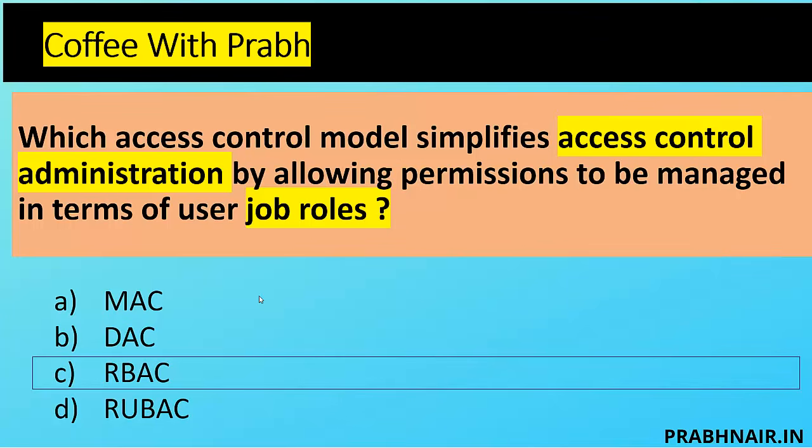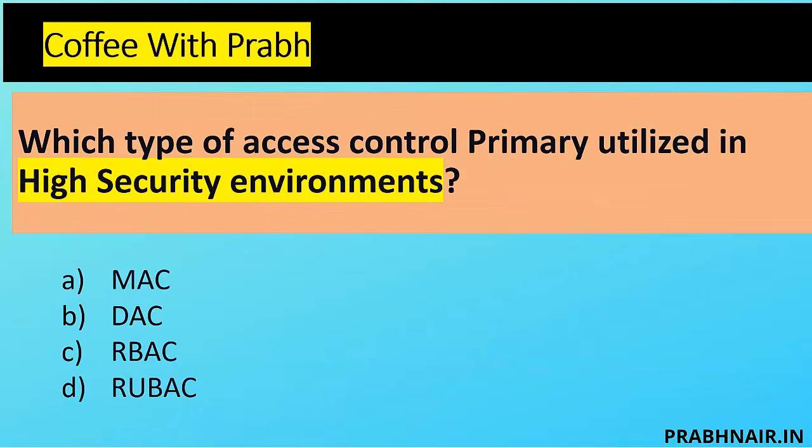Okay. Let's move to the next coffee shot. It's a very good question. Which type of access control is primarily utilized in a high security environment? High security basically means rigid, static, fixed. Okay, that is called a high security environment.